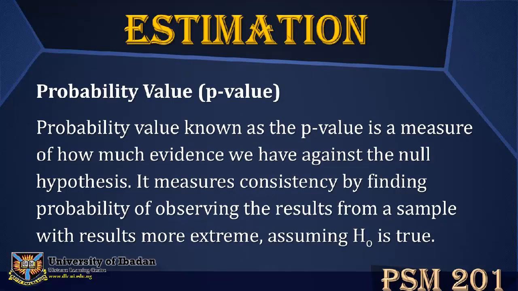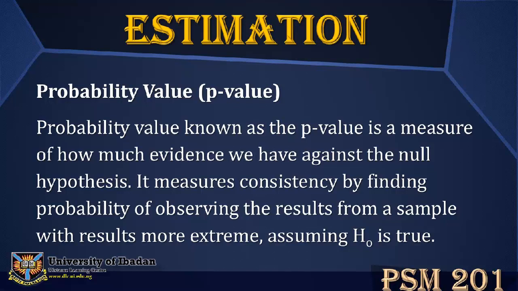Probability value, p-value. Probability value, known as p-value, is a measure of how much evidence we have against the null hypothesis. It measures consistency by finding the probability of observing the results from a sample with results more extreme, assuming H0 is true. Smaller p-value implies greater inconsistency. That is, the smaller the p-value, the more evidence we have against H0 and vice versa. If the p-value is less than some predetermined cutoff value, e.g.